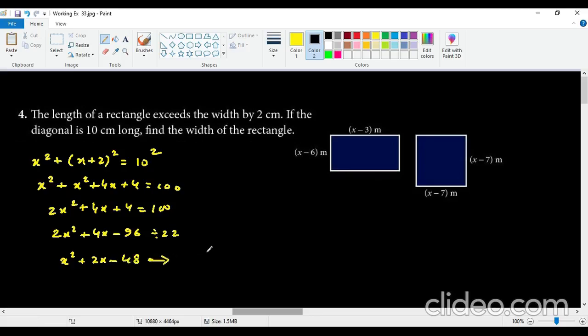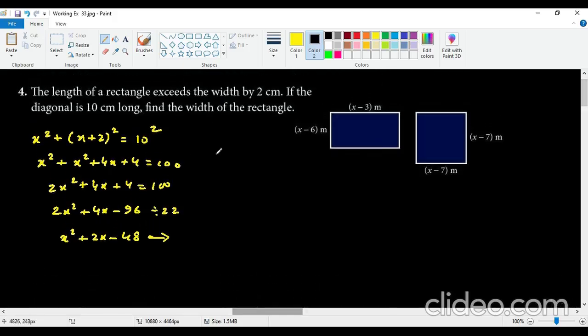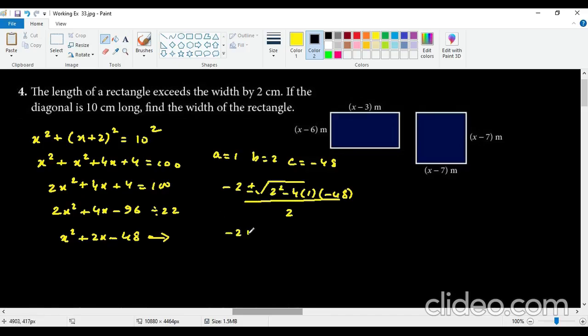This is the equation, and in here we can use the quadratic formula. a equals 1, b equals 2, and c equals negative 48. Putting the values, minus b means minus 2, plus or minus the square root of the discriminant, which is 2 squared minus 4a times c, where c is negative 48, over 2 times a, which is 1. So the first value is going to be minus 2 plus or minus under the root, this becomes 4, and the second value is going to be plus 192, over 2.